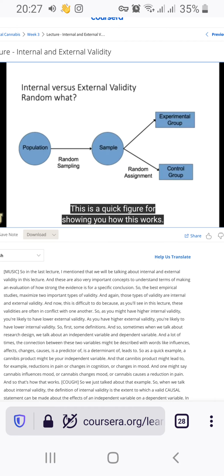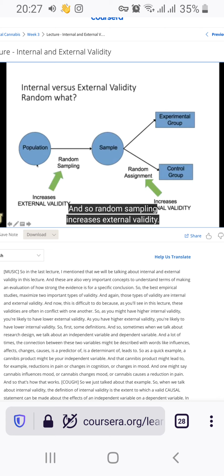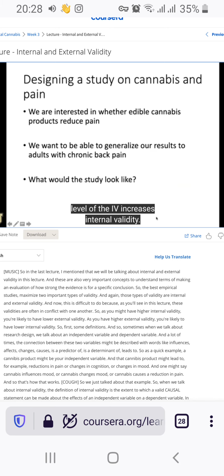This is a quick figure for showing you how this works. Random sampling is when we randomly pull people from a certain population to be in our study sample. And then random assignment is when they get randomly assigned to be in one group. So for example, maybe the cannabis edible group, or the other group, the cannabis inhalation group, or a control group. And so random sampling increases external validity. Random assignment to condition or level of the IV increases internal validity.